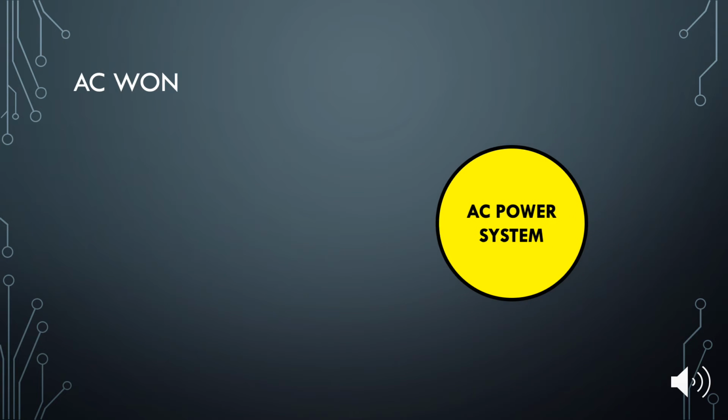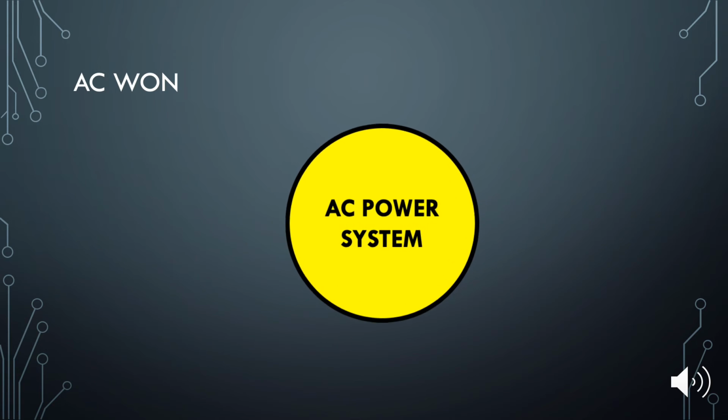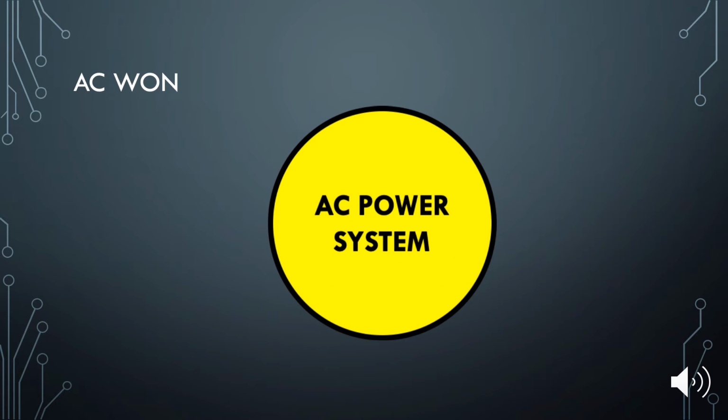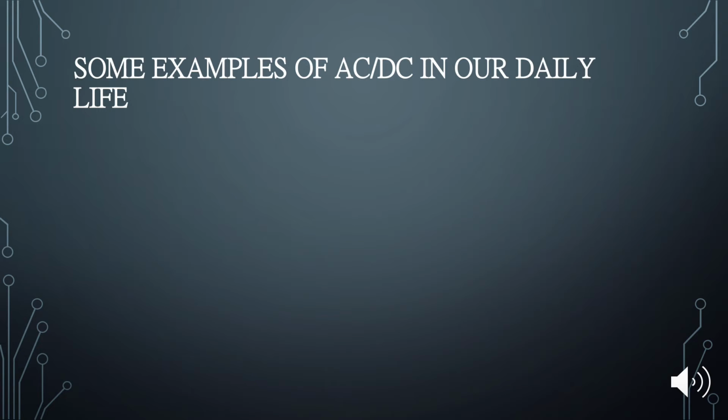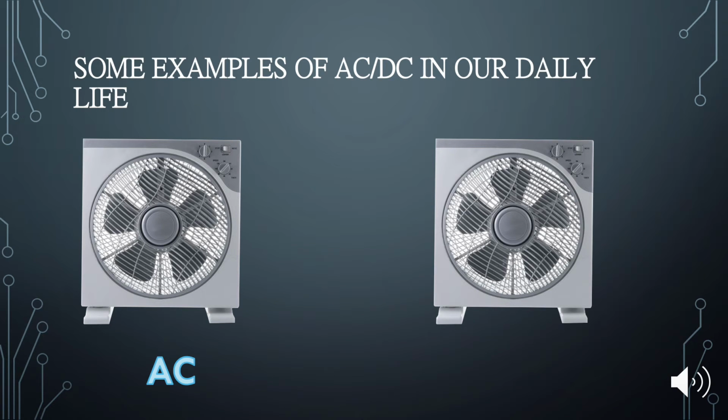In fact, both AC and DC have their own advantages in different areas. Some examples of AC and DC in our daily life: nowadays, actually, there are two types of fans on the market. They are AC and DC. Because of the difference in the motor's design, the wind power, energy conservation, and function of a fan depend on the AC or DC motor.